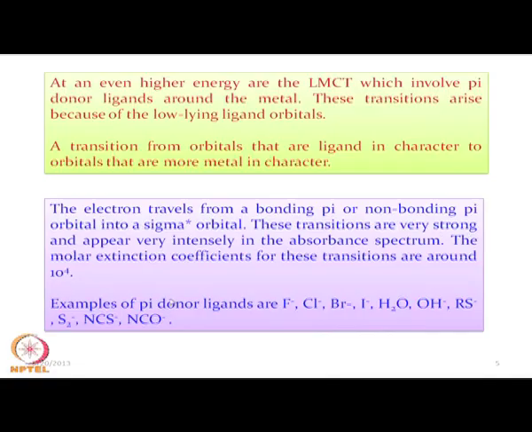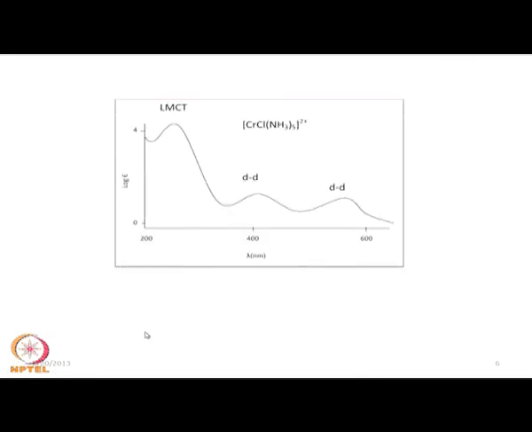So, the examples of these pi donor ligands, which simply have pi electron density, would be fluoride, chloride, bromide, iodide, which are in the lower end of the spectrochemical series. Sometimes in a typical coordination environment such as tetrahedral coordination to the metal center, including NCS and NCO, they can give rise to the corresponding charge transfer transitions, giving useful ligand to metal charge transfers.